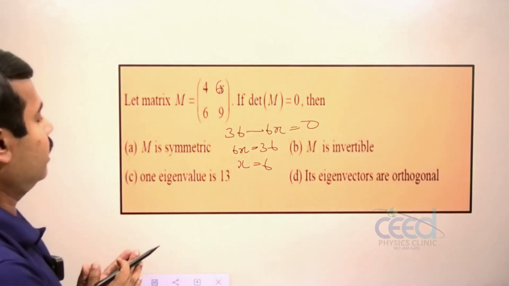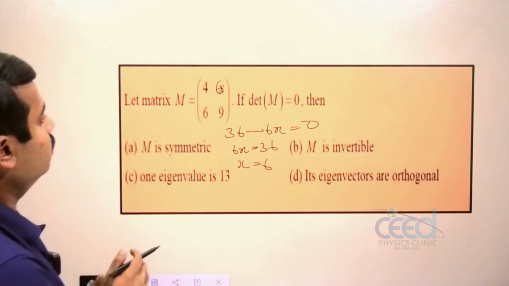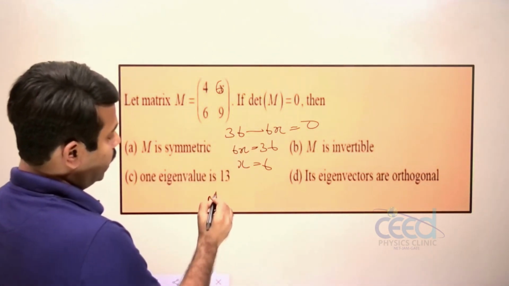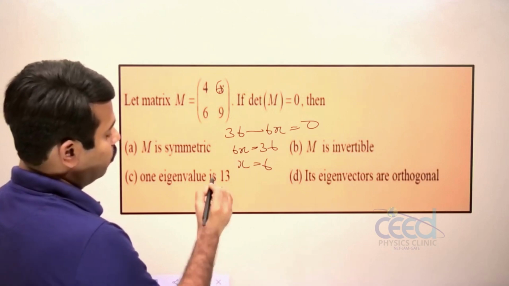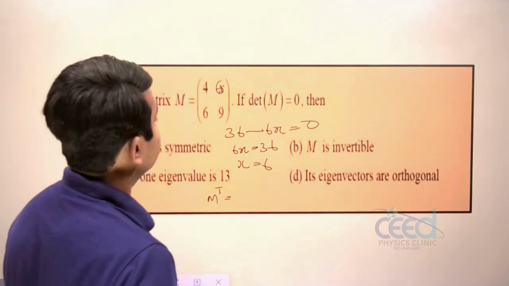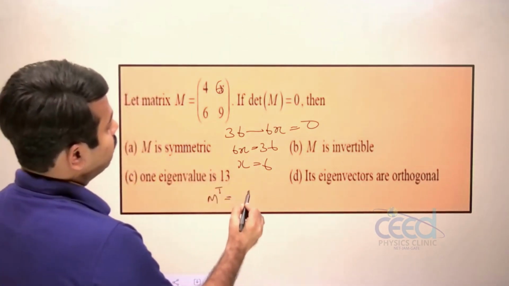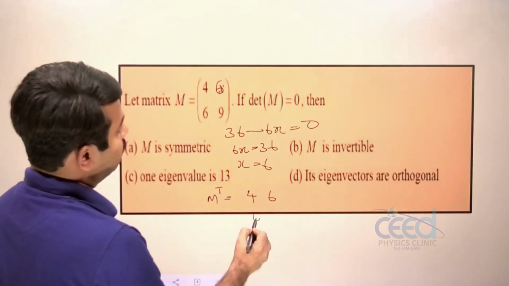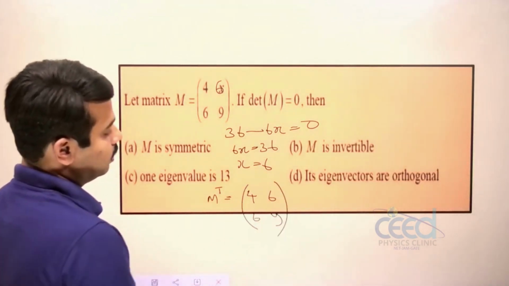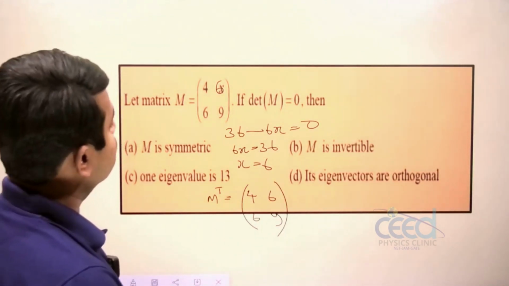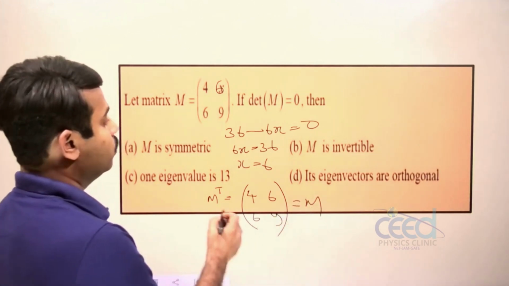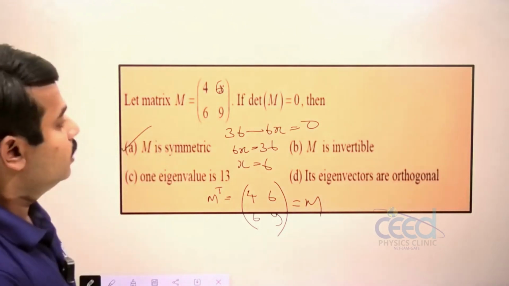Now, is this symmetric or not? Symmetric means M transpose is equal to M, then it is symmetric, right? So 4, 6, 6, 9. Is this symmetric or not? With 4, 6, 6, 9, M transpose is equal to M. So this is correct, right?